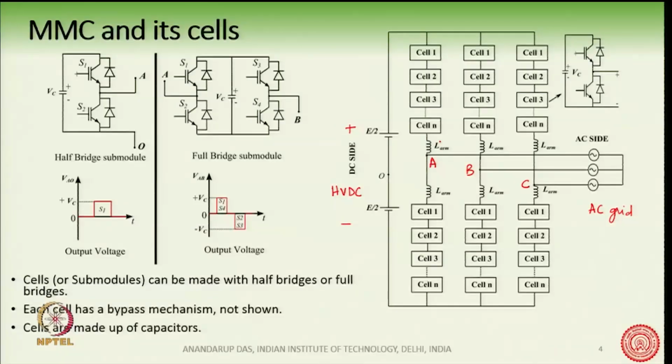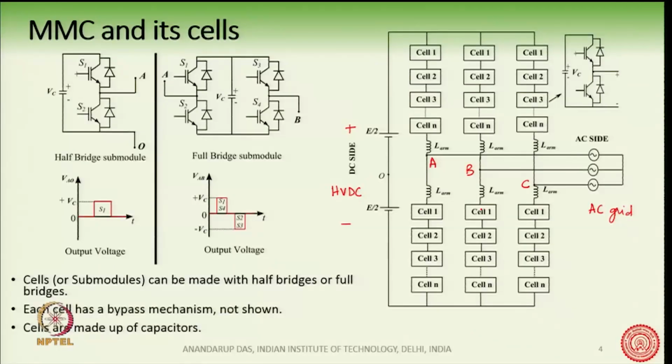Now, there is also something called the arm inductance present here. You can see there are 6 arm inductors, one for each arm of the converter. The arm inductor has a lot of functions. It can control the circulating current inside the arms, and it can also limit the short circuit current in the event of a short circuit on the DC side. We will talk about the arm inductors a little bit later.